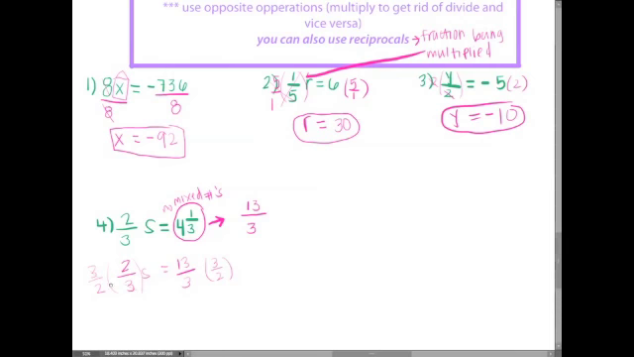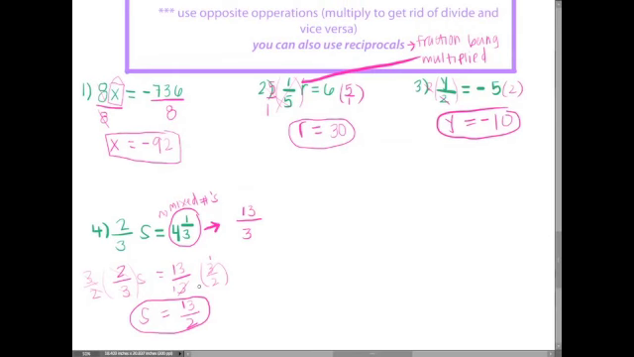So this cancels out. So everything cancels out on the left side. And then on the right side, can I cancel things out? The 3's can cancel out. And remember, when they cancel out, it's not 0, it's a 1. So 13 times 1 is 13. 1 times 2 is 2. So s equals 13 over 2.